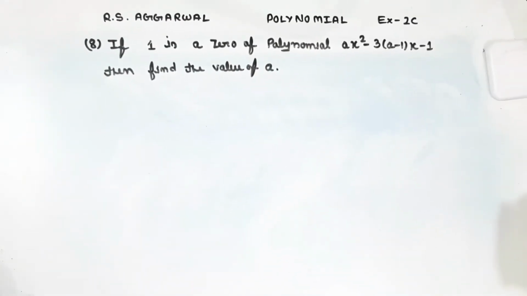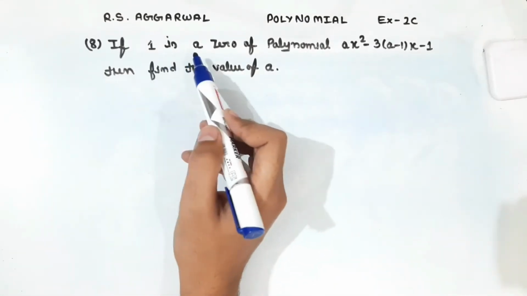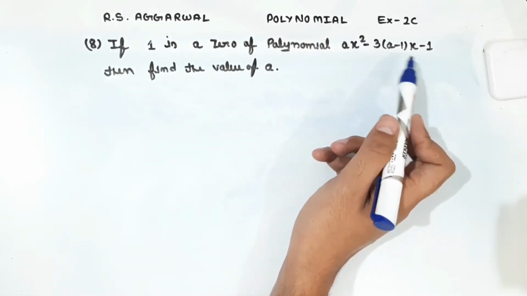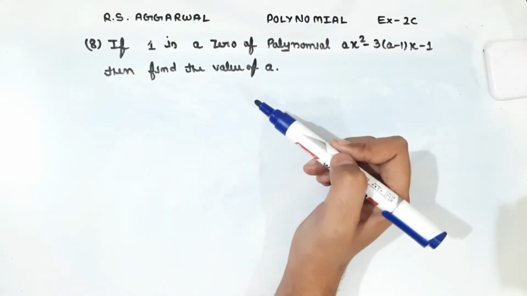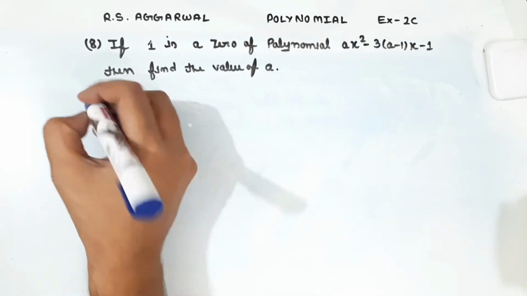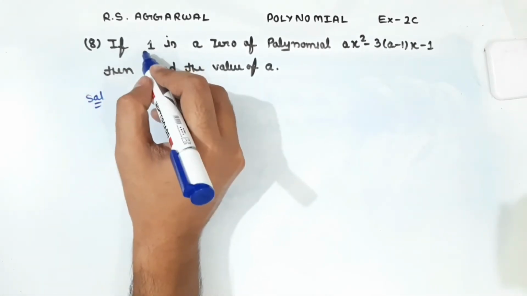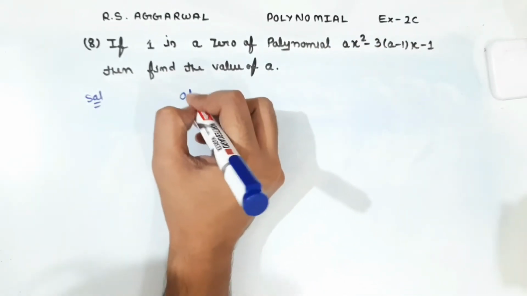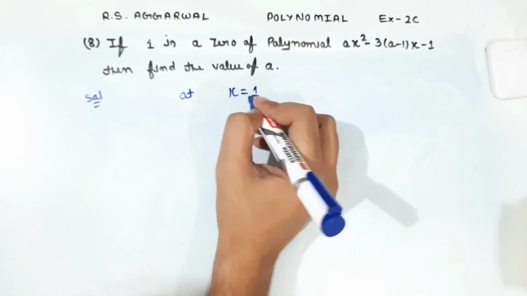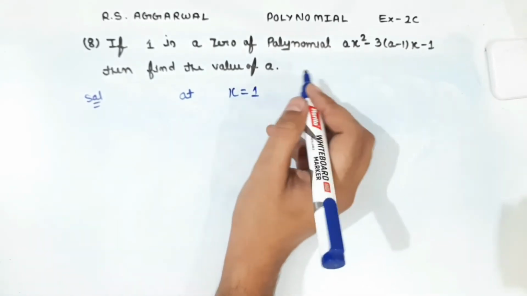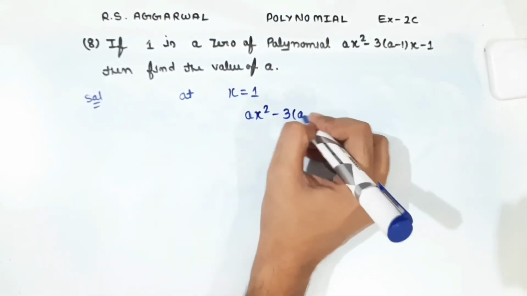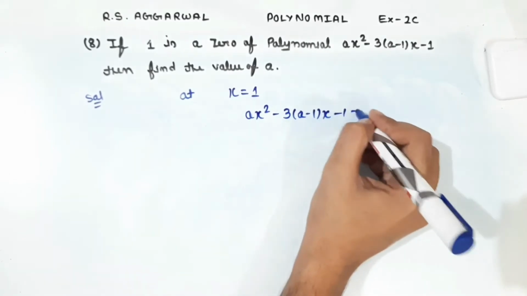R.S. Agrawal, chapter Polynomial, exercise 2C, problem number 8. In problem number 8, we have given if 1 is a 0 of polynomial ax square minus 3 a minus 1 x minus 1, then find the value of a. So we know that at the value of 0, the value of polynomial will be equals to 0. So at x equals to 1, which is value of a 0, our polynomial ax square minus 3 a minus 1 x minus 1 will be equals to 0.